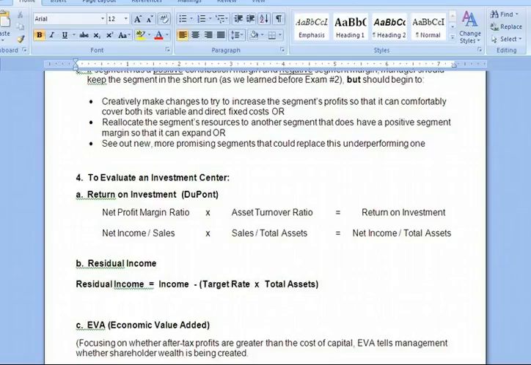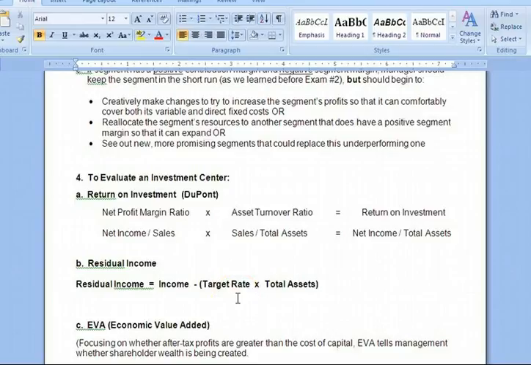Finally, the last thing I want to talk about when evaluating an investment center, you can use residual income. Residual income basically takes the income of the subunit and it subtracts out a target rate of return, usually the cost of capital for the company, times their total assets. Here's the thing, a lot of times when we look at business situations, we see on the income statement we've subtracted out interest, but we've never taken anything out for the cost of capital associated with equity.